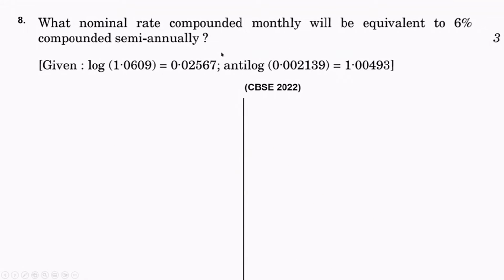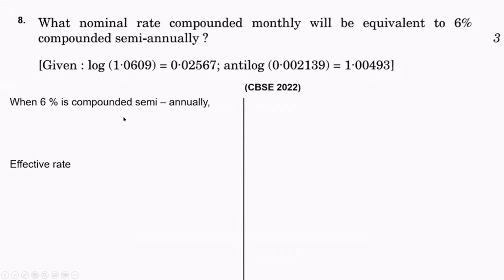Moving on, what nominal rate compounded monthly will be equivalent to 6% compounded semi-annually? Given log of 1.0609 and anti-log of this value. These values are given. So this is a slightly tricky question. Here we have to find the nominal rate that is compounded monthly, which will be equivalent to 6% compounded semi-annually. So first we have to find the effective rate when 6% is compounded semi-annually, and that effective rate we have to equate to some X rate which is compounded monthly, and from that we have to find X. So while doing the problem, it will be easy to understand.